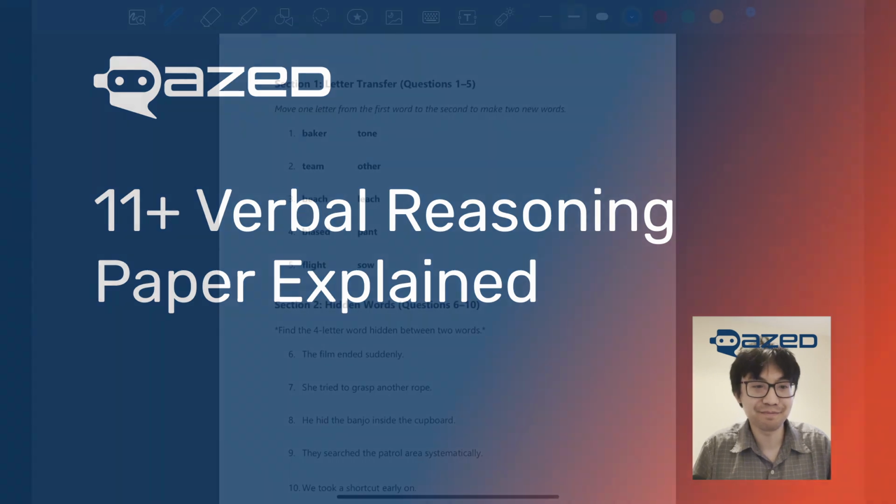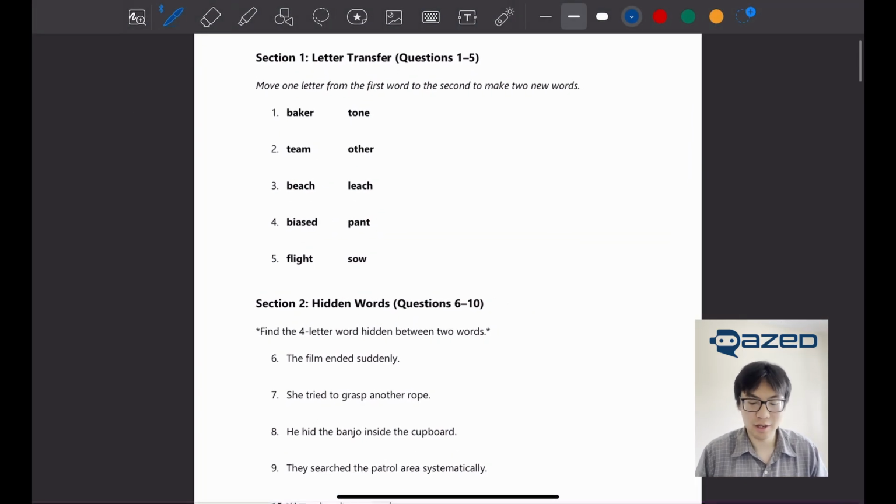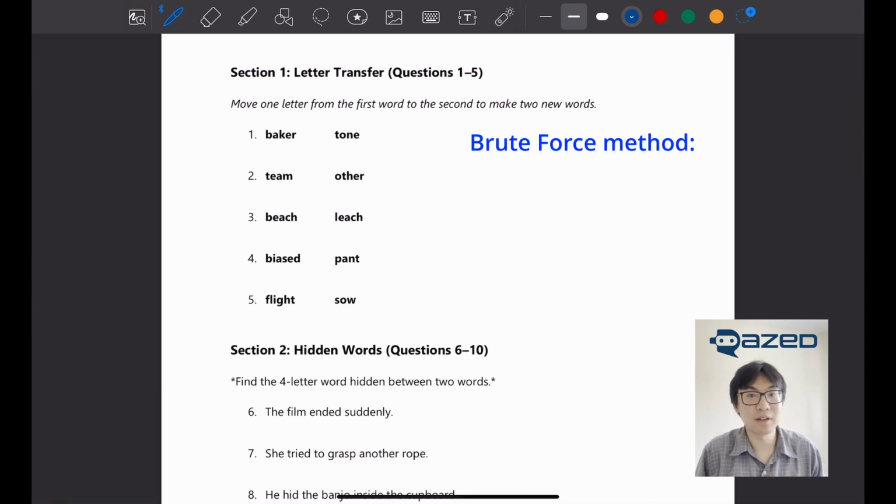Let's get started. The first question type we're going to do are letter transfer questions where you have to get one letter from the first word and transfer it over to the second. This is very simple, but sometimes there's just a random word or your eyes are just muddled and you can't really seem to find the answer. So when it comes to that, the best method is just a brute force method in my opinion.